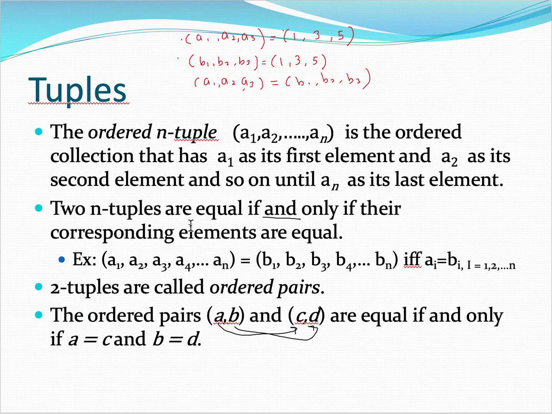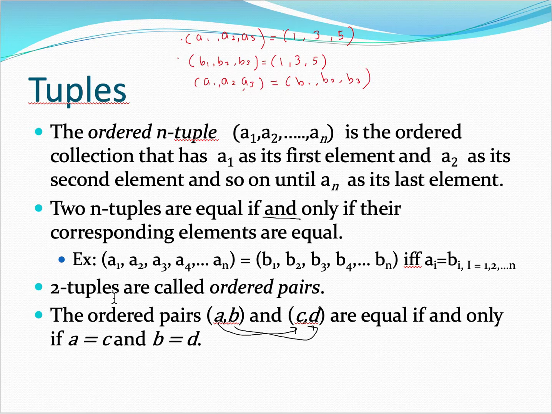then we say that these two n-tuples are equal. Alright, so let's say here we have, for example in red color here, A1, A2, A3 is 1, 3, 5, and B1, B2, B3 is 1, 3, 5. Then we can say that these two n-tuples are equal because their corresponding elements are equal.